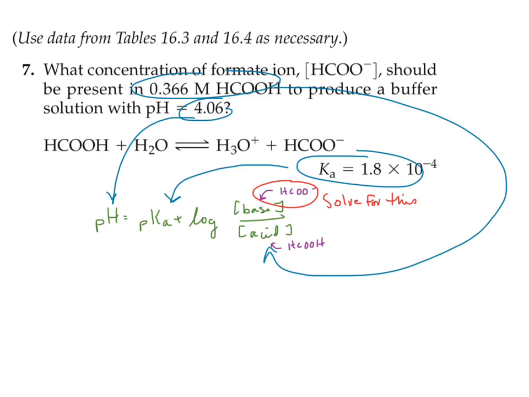So your target pH is 4.06. Your pKa, remember you can get it from your Ka, so take the negative log of this to get your pKa. The molar concentration of your formic acid was given, 0.366 molar, and you're supposed to come up with the molar concentration of your base. You don't have to do that Chem 1 stuff that we did with the sodium acetate. You just want the molar concentration. So that's it, this and those other three.